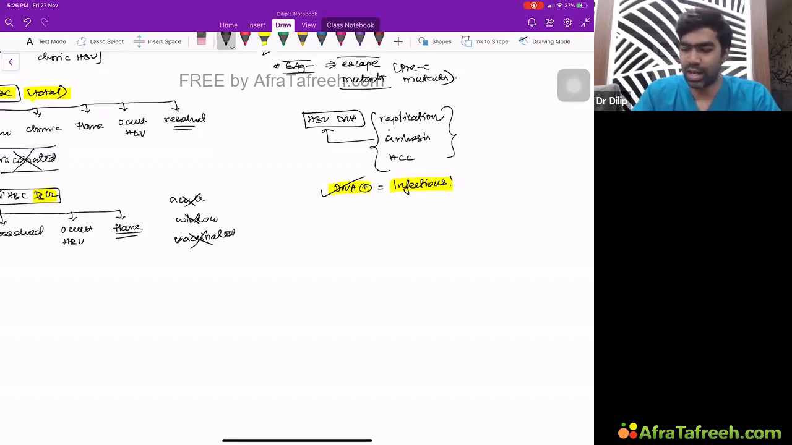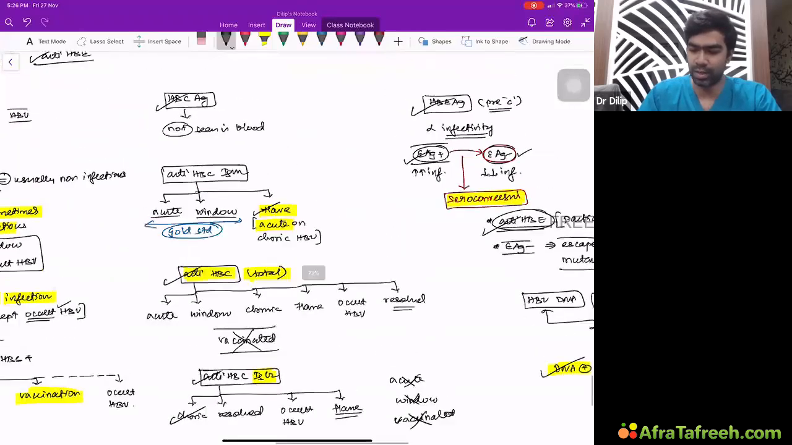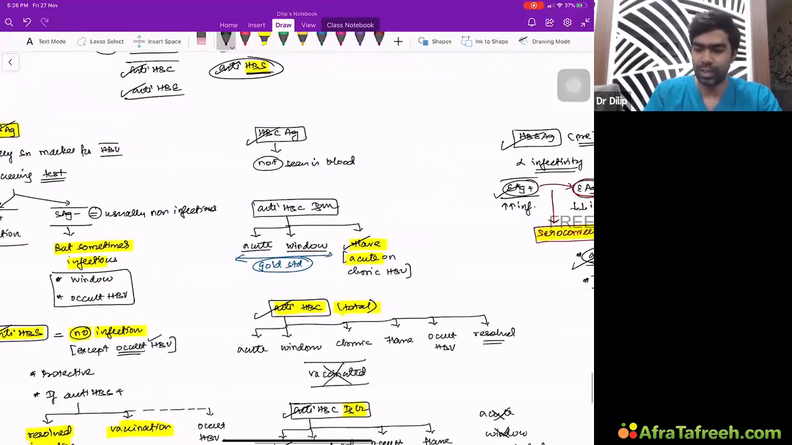The level of DNA directly correlates with the replication status, directly correlates with the risk of cirrhosis, and directly correlates with the risk of development of hepatocellular cancer. All these things are going to correlate well with the hepatitis B virus DNA, and the viral load is actually predicted through HBV DNA only. These are the markers that you need to know.